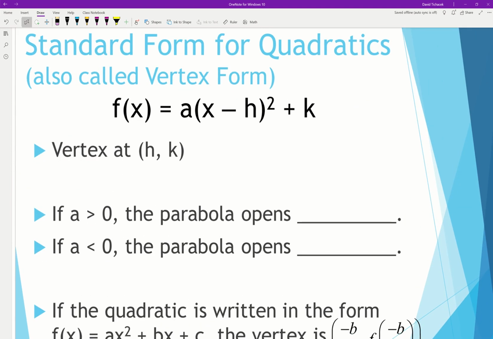Another classic form that quadratic functions are going to be written in is what you call your standard form. A lot of other textbooks call this the vertex form, and the basic idea here is the reason why is simply because we would have a, let's see, is OneNote going to allow me to write here?